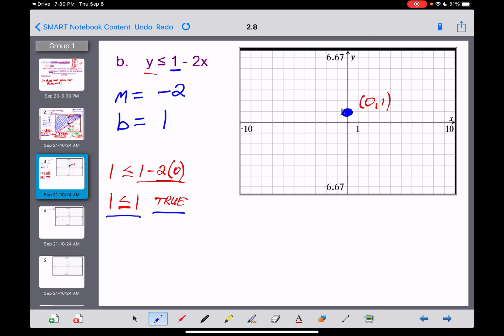All right, now we're ready to use the slope. -2, which of course is -2 over 1. That means we're going down 2, right 1.